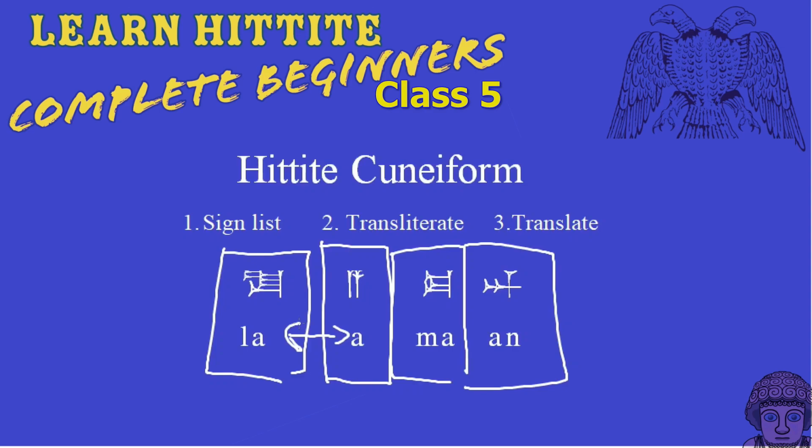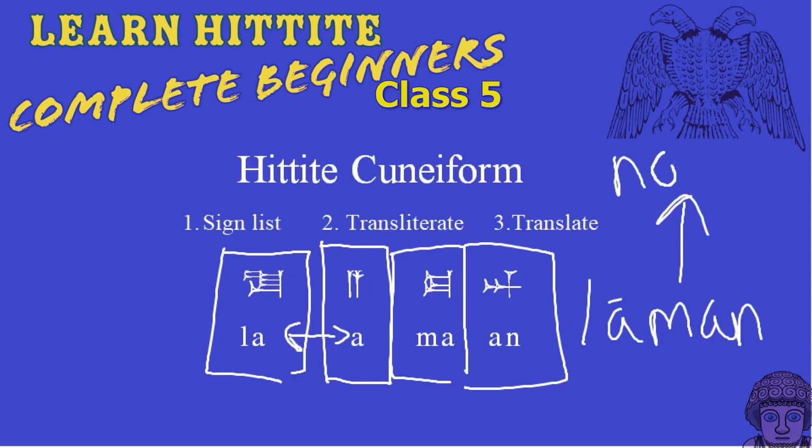We don't know 100%, but be aware that you will find what seems to be superfluous vowels in your transliterations. All you need to do is to condense them down into the preceding sign. So for example, the full transliteration of this Hittite cuneiform would be Laman. And if you were paying attention and you learnt your vocabulary from previous classes, you would instantaneously be able to translate this into name. So congratulations, give yourself a pat on the back because we've just transliterated and translated our first Hittite cuneiform word.